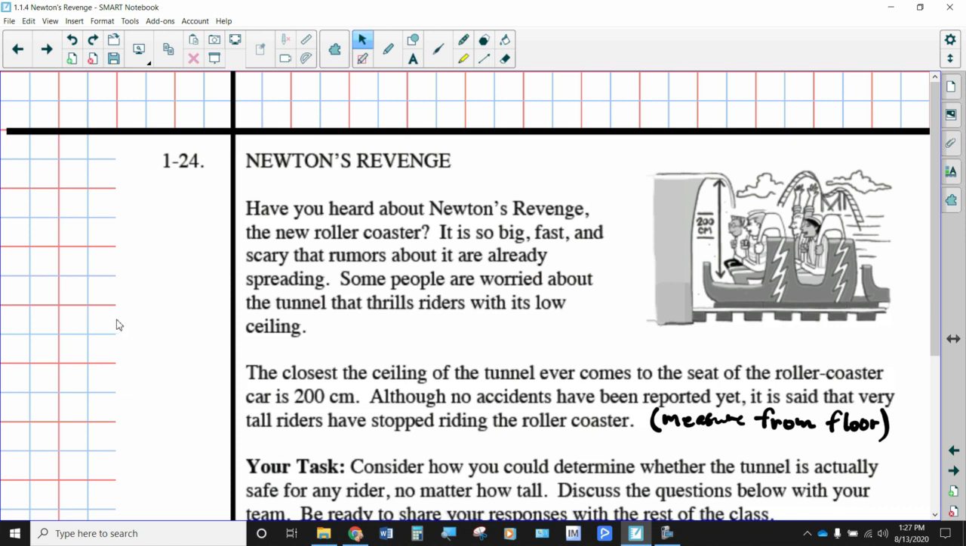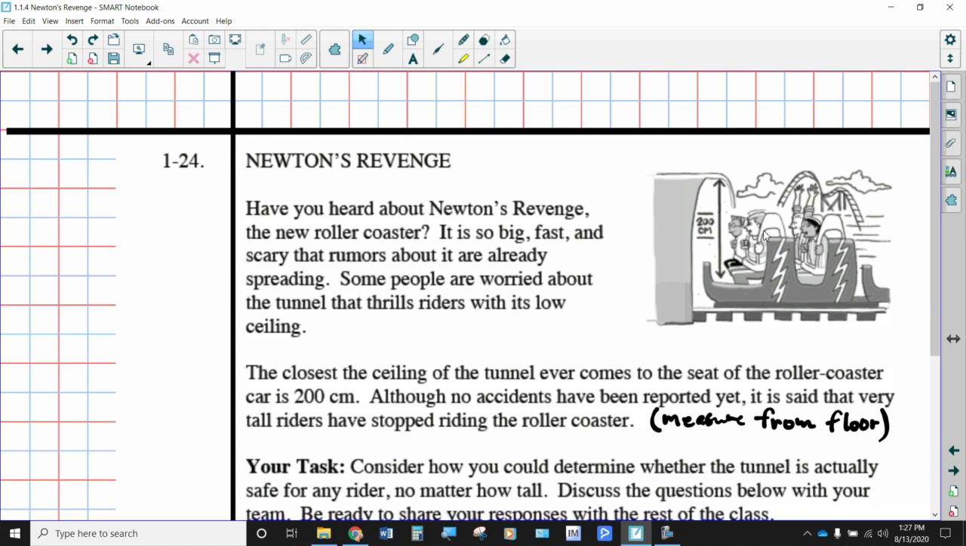Okay, so let's set the stage here. Have you heard about Newton's Revenge, the new roller coaster? It is so big, fast, and scary that rumors about it are already spreading. Some people are worried about the tunnel that thrills riders with its low ceiling.